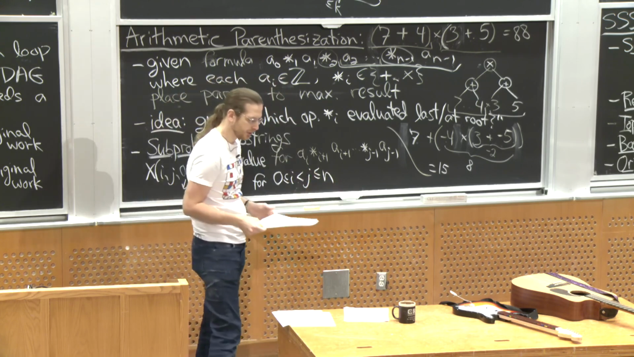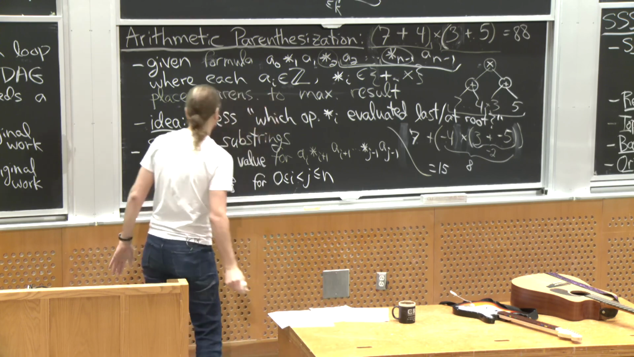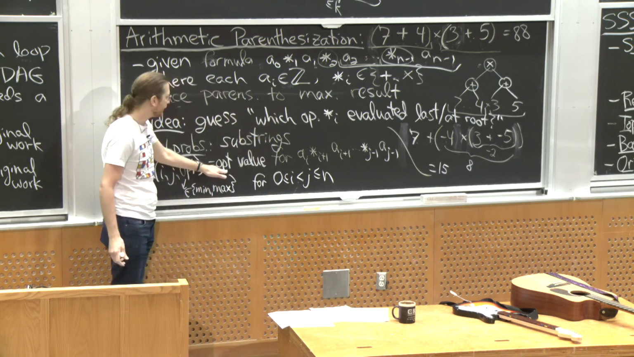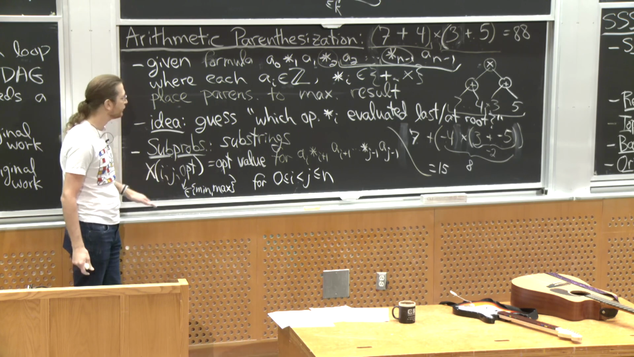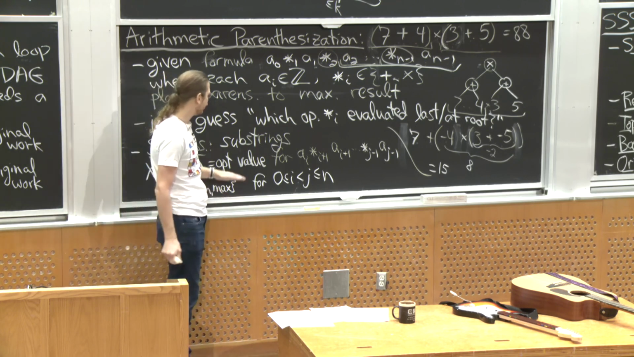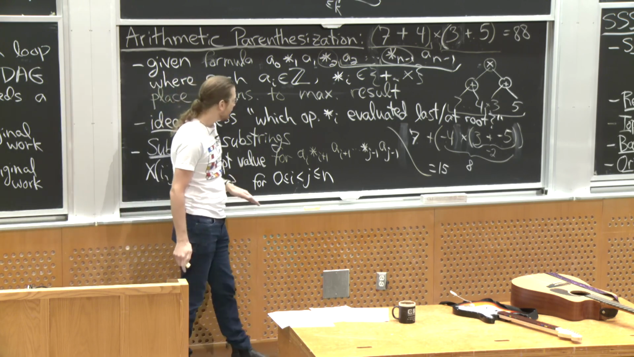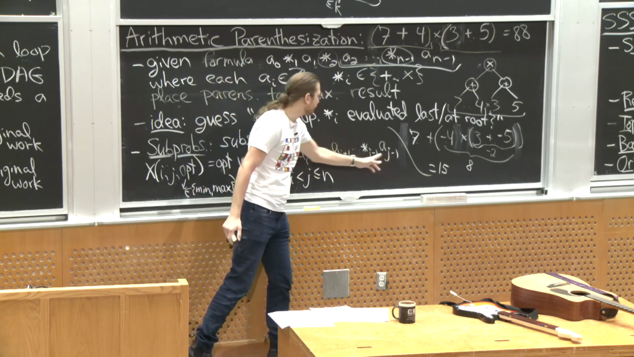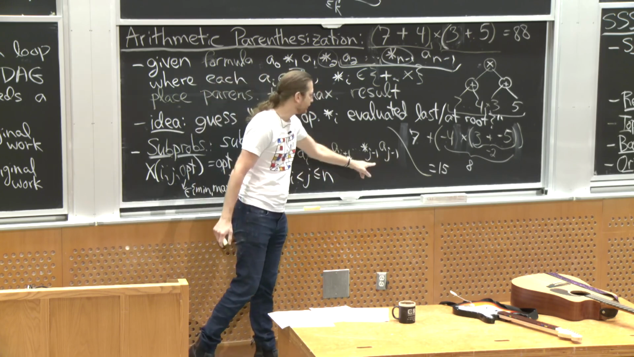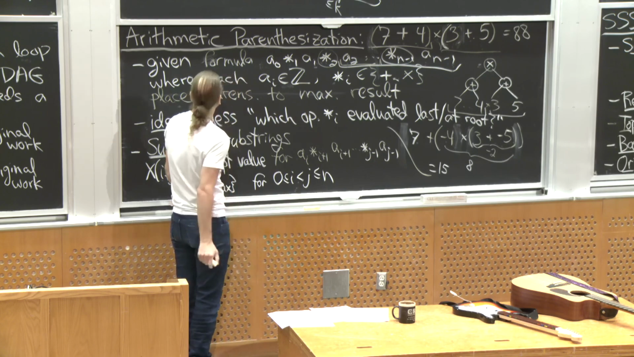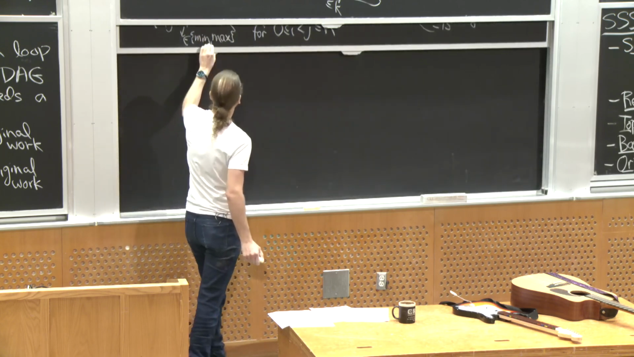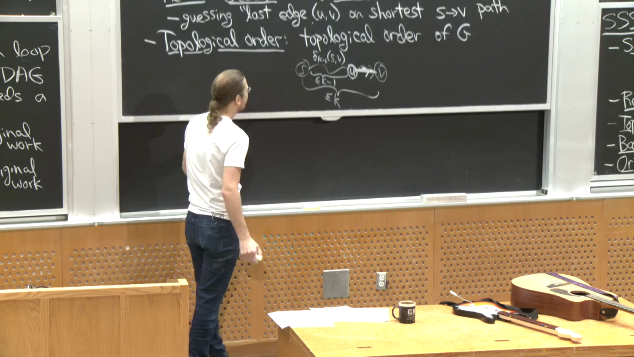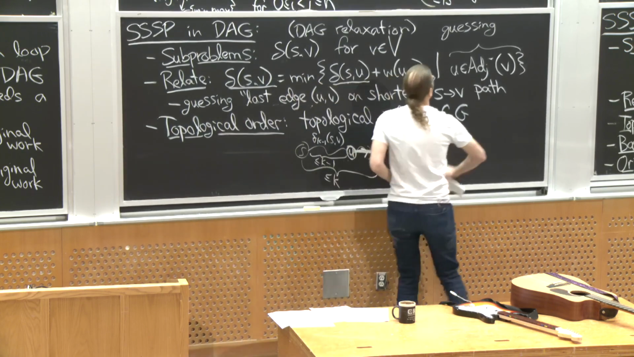OK, so I'm going to get the min value and the max value separately. Those are two different subproblems. It's my expansion. This is the constraint I'm adding. And I'm only focusing on this substring from i inclusive to j exclusive. So I claim those are good subproblems. Let's write down a recurrence relation.